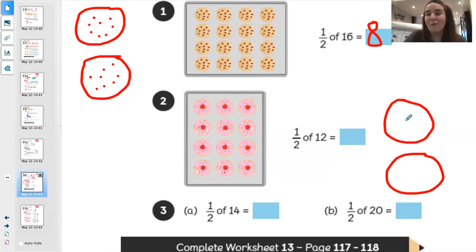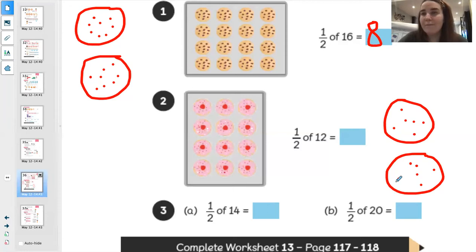Okay, so half of 12. So we go 1, 2, 3, 4, 5, 6, 7, 8, 9, 10, 11, and 12. So hopefully we found half of 12. Let's check. 1, 2, 3, 4, 5, 6. 1, 2, 3, 4, 5, 6. So there's 6 in each.